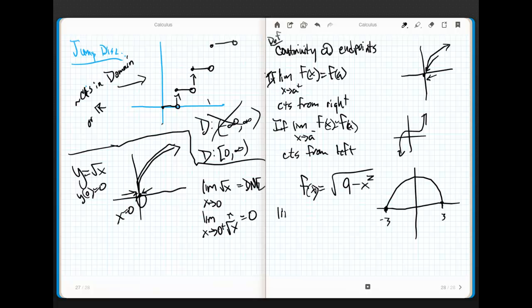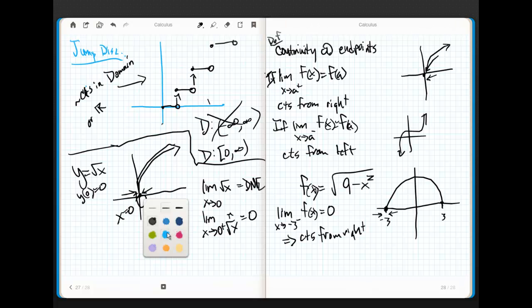But I want to make sure, if I take the limit as x approaches -3 from the positive side, I'm going to sneak up in this direction because it doesn't make sense to talk about values to the left of -3, because f is not defined for those values. Well, if I plug it in, guess what I get? I get 0, which implies this guy is continuous from the right.